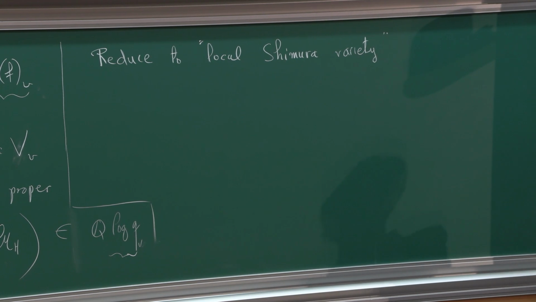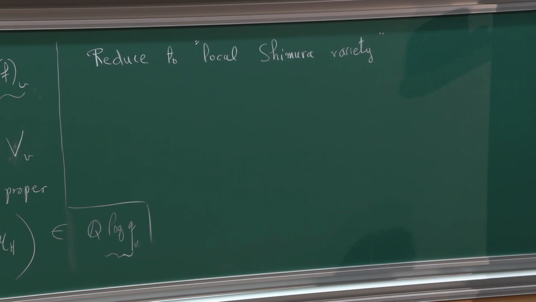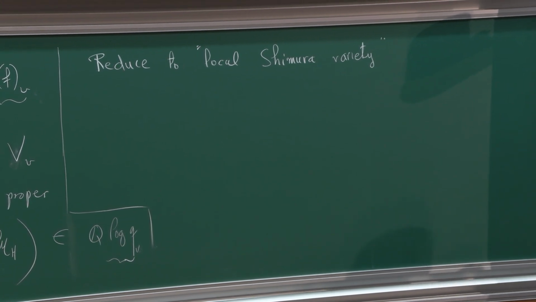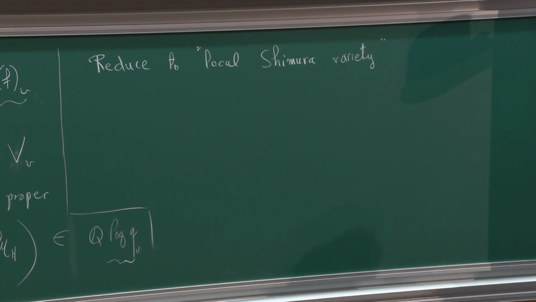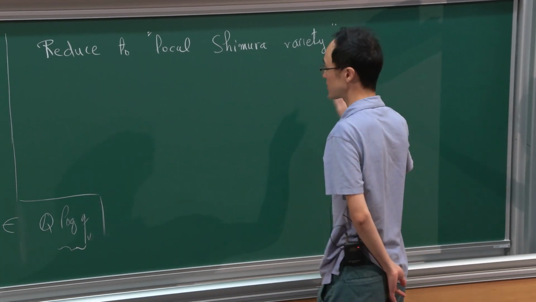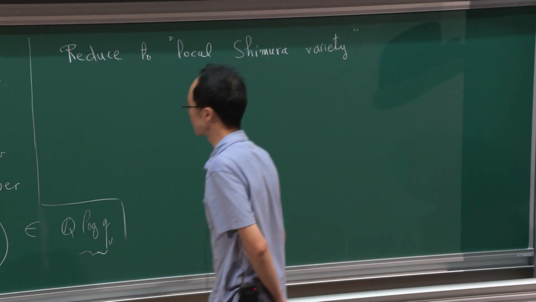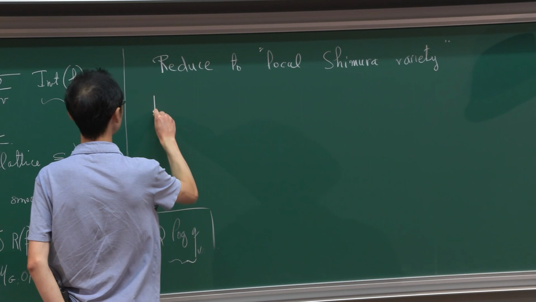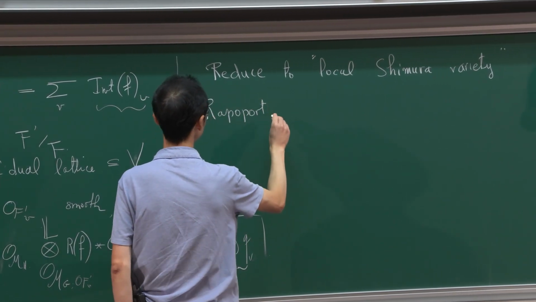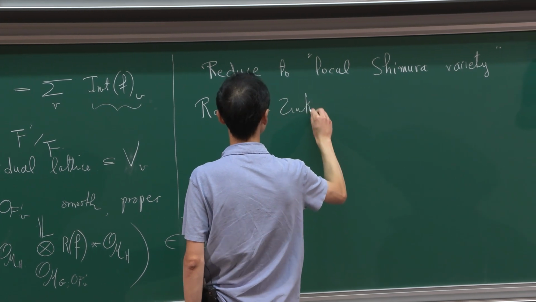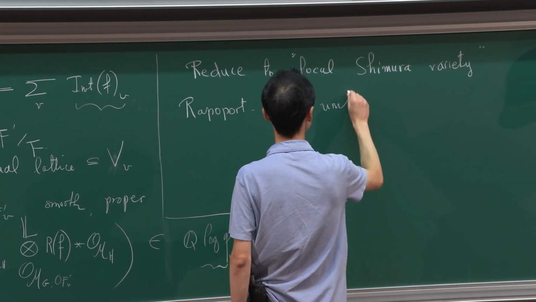But maybe there's a little subtlety here. I really want to have something over the integers rather than the generic fiber. So I want some integral model. Here you can use the uniformization of the Rapoport-Zink space.